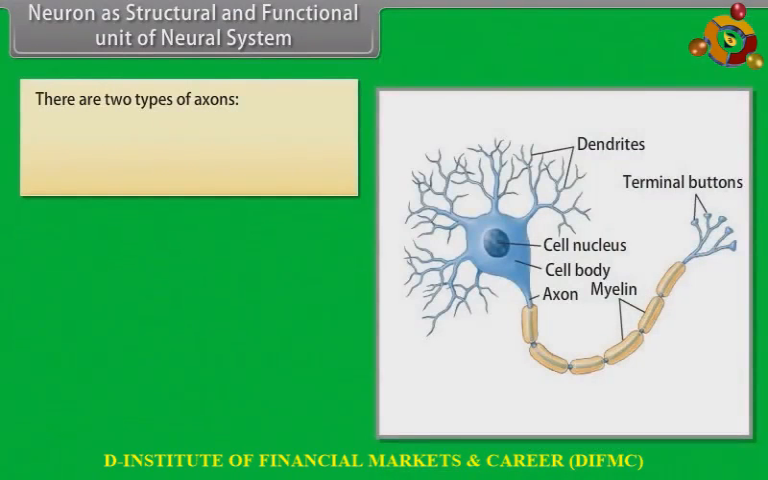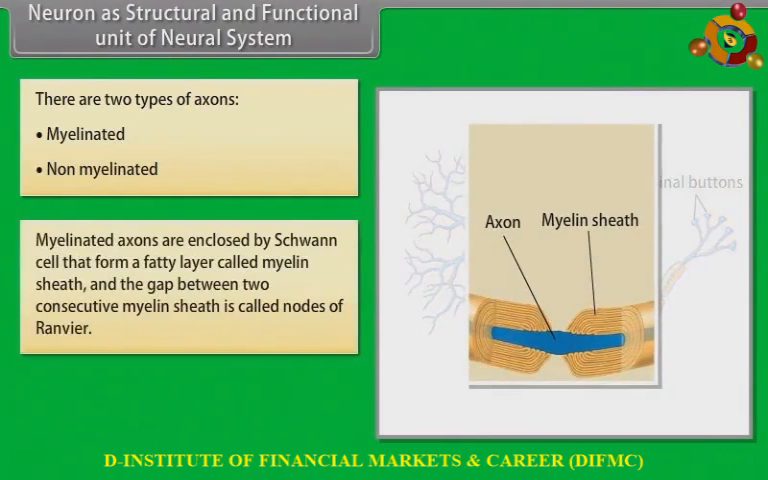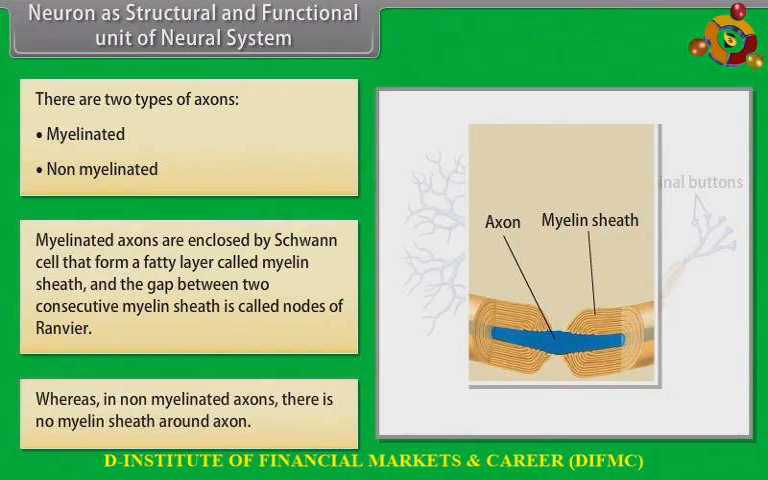There are two types of axons: myelinated and non-myelinated. Myelinated axons are enclosed by Schwann cells that form a fatty layer called myelin sheath, and the gap between two consecutive myelin sheath is called nodes of Ranvier. Whereas in non-myelinated axons, there is no myelin sheath around axon.